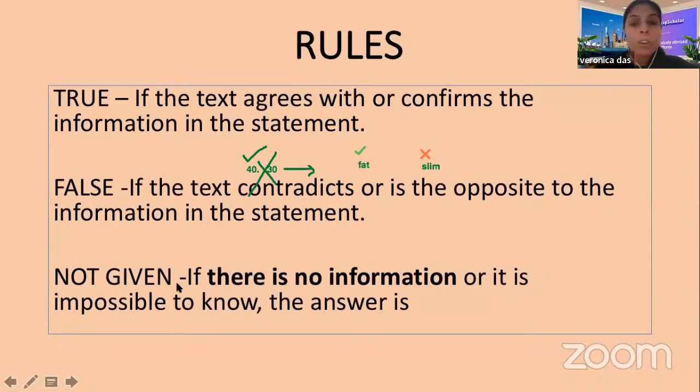Okay. Now, when will you mark it as not given? When there is no information, or when the information is extra information. Suppose there is a passage which says the park is large. Our main subject is the park. The park is large. It has a lot of green space, but your statement says the park is beautiful. The word park is there in your passage, but beautiful is not there. It is extra information. When it is extra information, we mark it as not given.